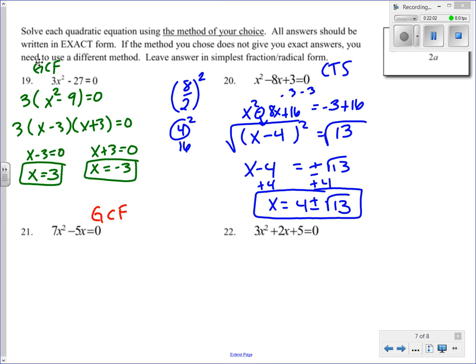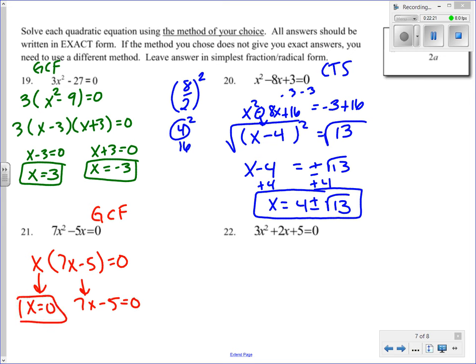Okay, 7 and 5 don't have a common number. So honestly, all you can do here is pull out an x. So we'll have 7x minus 5. But a lot of you get tripped up. Remember, you still have to set both parts equal to 0. So you're going to set x equal to 0, and you're going to set 7x minus 5 equal to 0. This one's done. This one we need to add 5 and divide by 7. So your other answer is 5/7 for number 21.